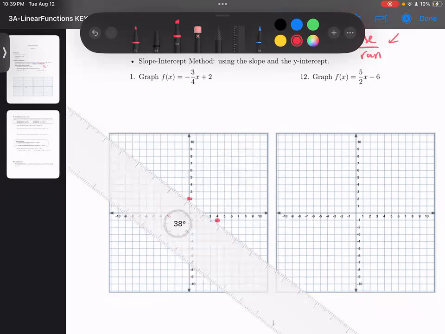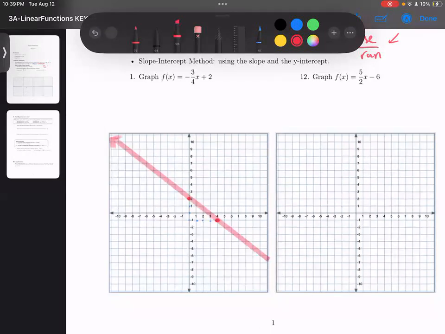So we can do this. There you go. Okay, (0, 2). Make sure you list the points: (4, negative 1).